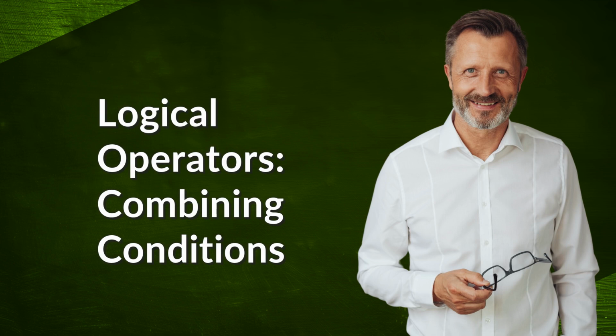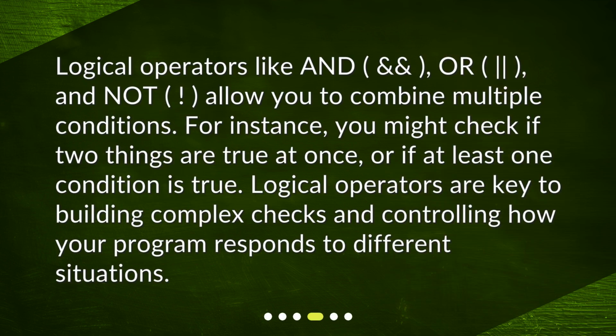Logical operators, combining conditions. Logical operators like and, or, and not allow you to combine multiple conditions. For instance, you might check if two things are true at once, or if at least one condition is true. Logical operators are key to building complex checks and controlling how your program responds to different situations.